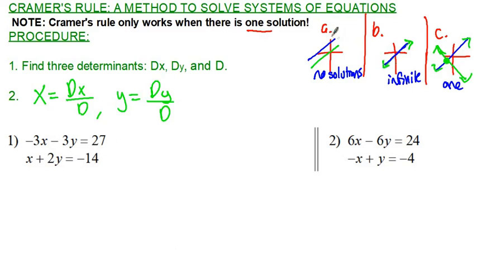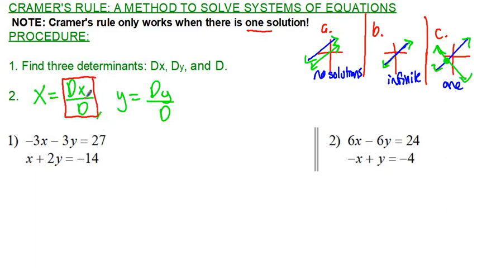But the point is that Cramer's rule is only going to work for case C right there, when you have one solution. I'll show you an example of what happens when it doesn't work, or how you can notice that. But here's the procedure, 2 main steps. We have to find 3 different determinants, and we learned how to find determinants in the last video, so we'll recap that. And then secondly, we have to find the x-coordinate by taking one of those determinants, which is the determinant for the x values.